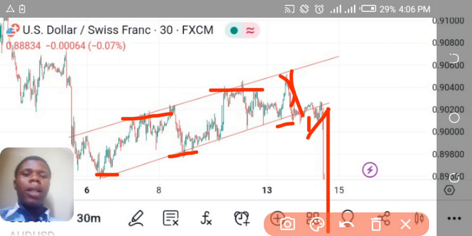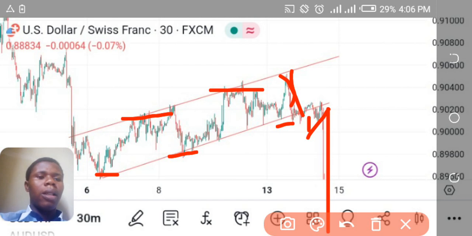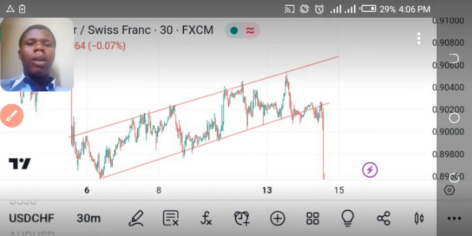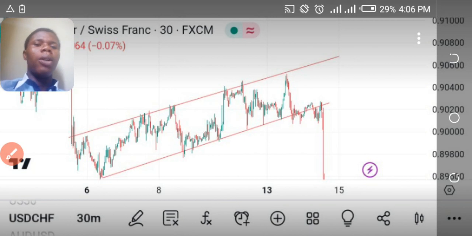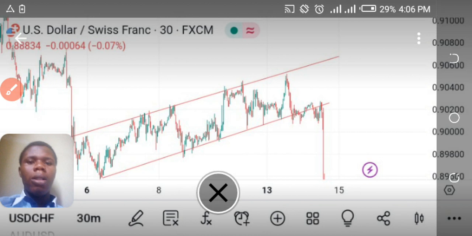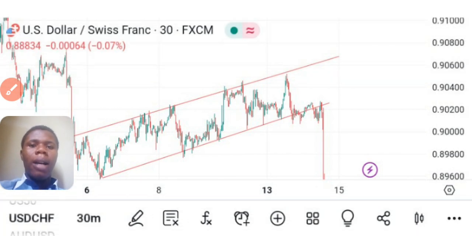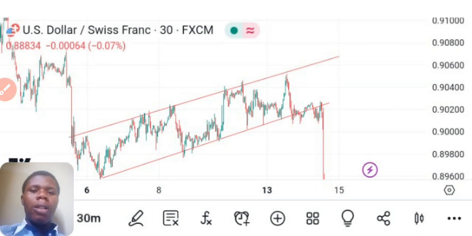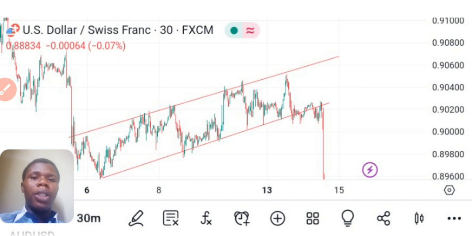Now what can we see here? If you look vividly, you will see that this market is actually a channel and it was bearish. Let me take this stuff back down. It was bearish. As you can see, it was bearish. So what happened? This market here.